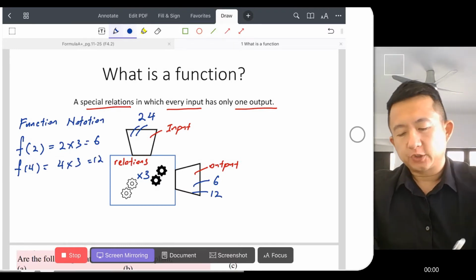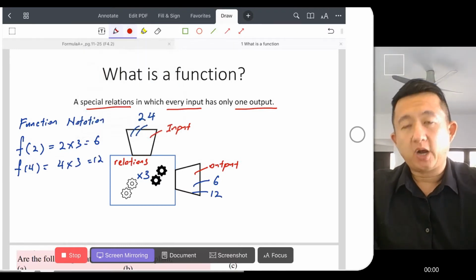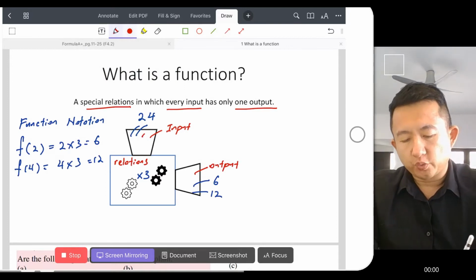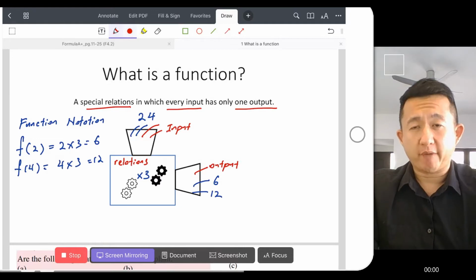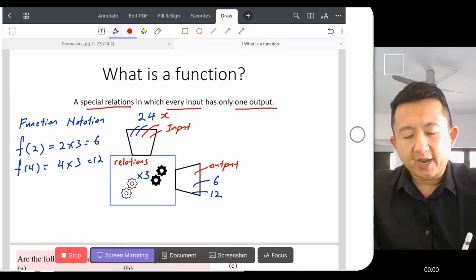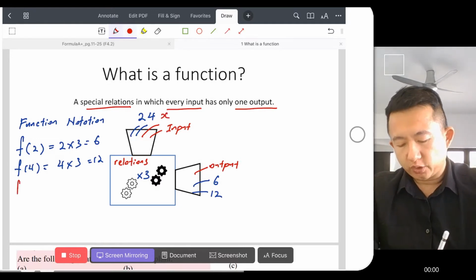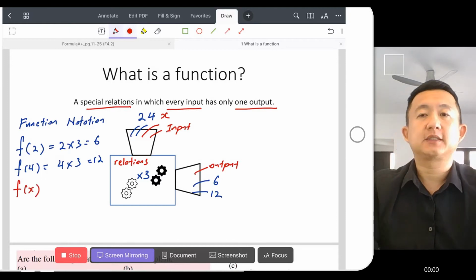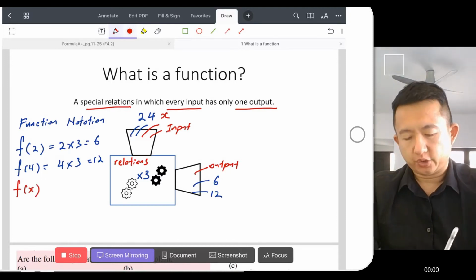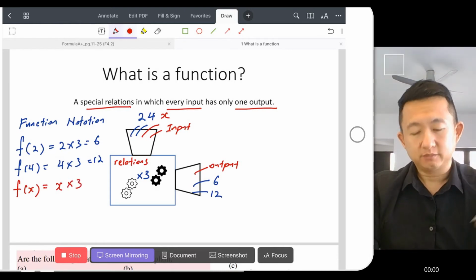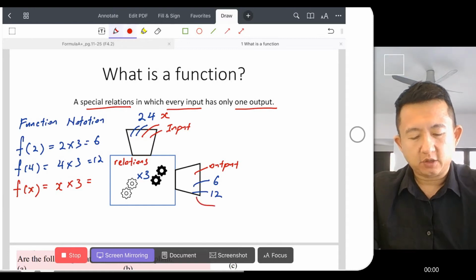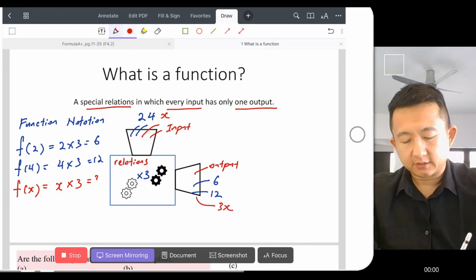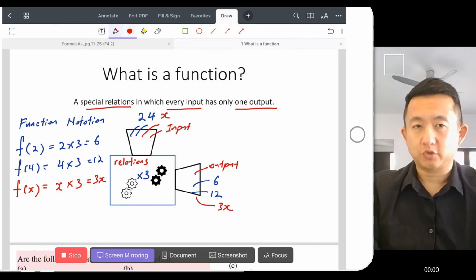Alright, so think about a function. If you were to put not a constant but a variable represented by x, so you put f bracket x, how do you write it? You have x multiplied by 3, and your expected output would be 3x. There you go, 3x.